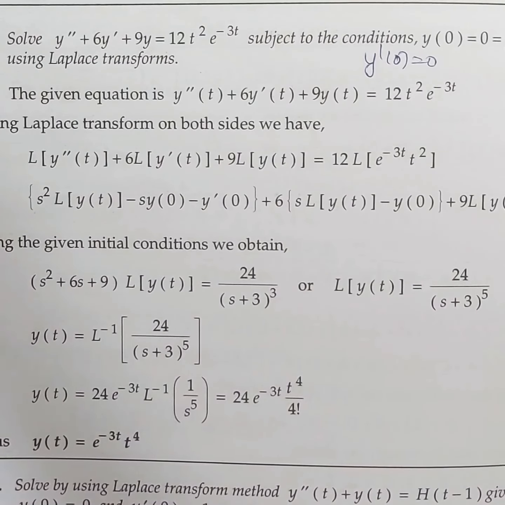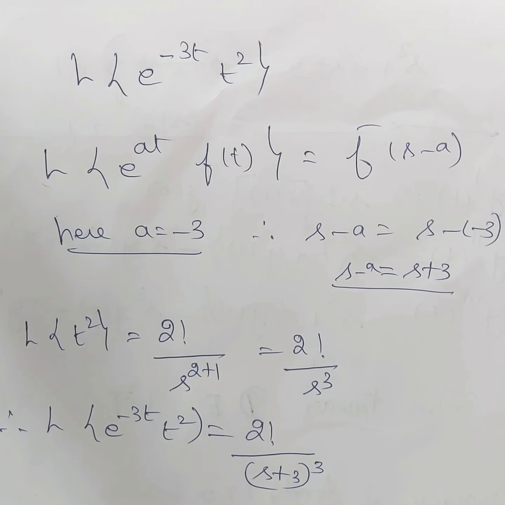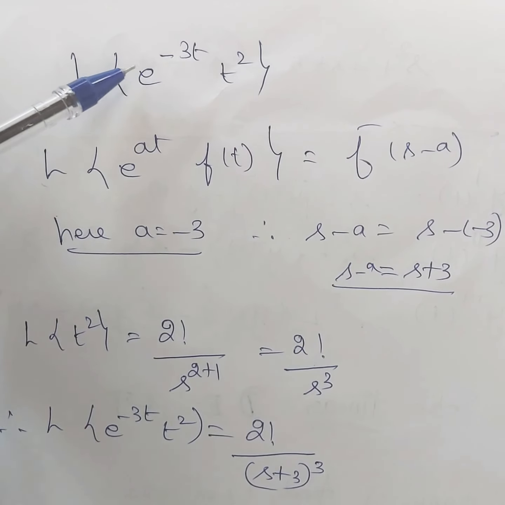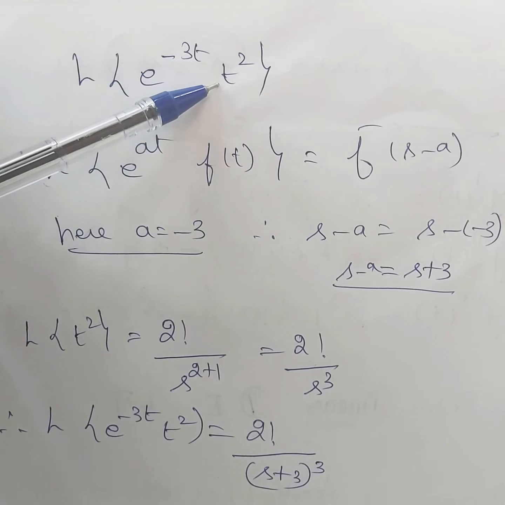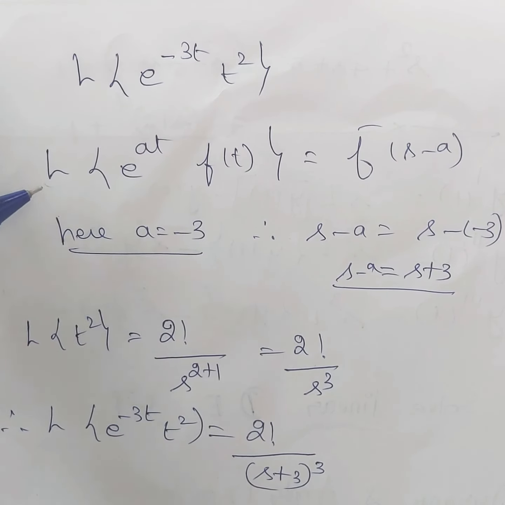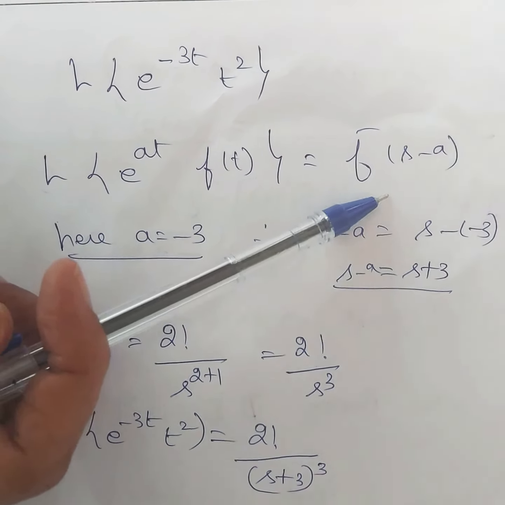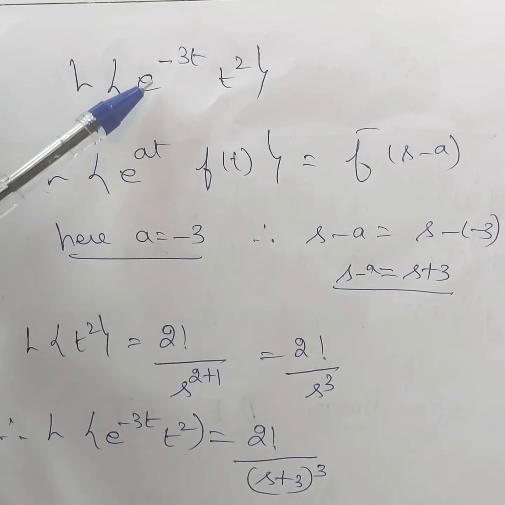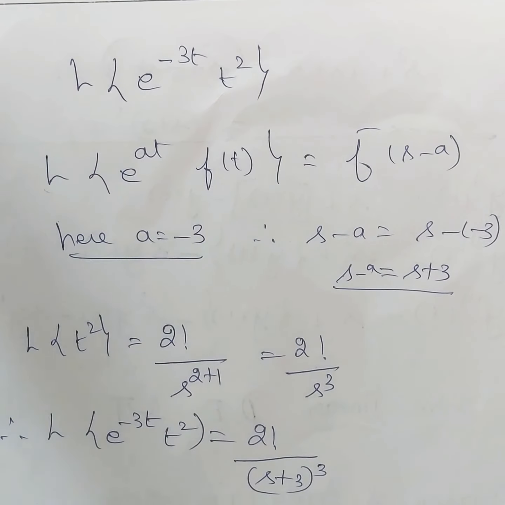Now, what will you have on the right hand side? Which property will you be using? Remember, we have done these small problems in the beginning itself. Laplace of e, whatever term is there on the right hand side, I have written that separately: Laplace of e power minus 3t into t square. Now this is by using property 1. Laplace of e power at f of t is f bar of s minus a. So in the place of e power at I have e power minus 3t. In the place of a I have minus 3. So s minus a is s minus minus 3, so it will become s plus 3.